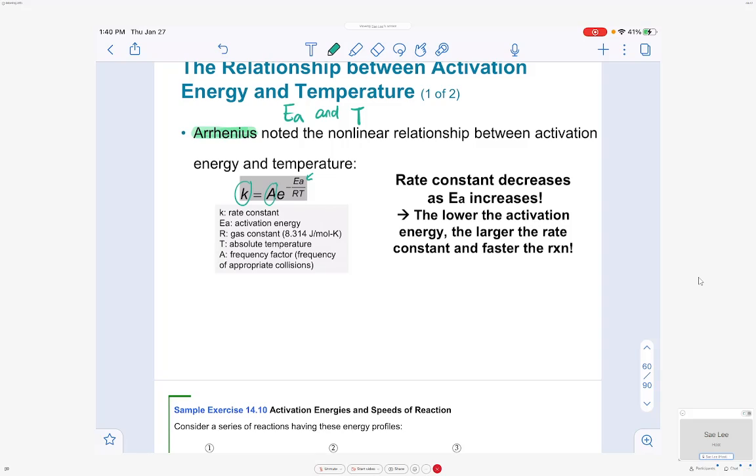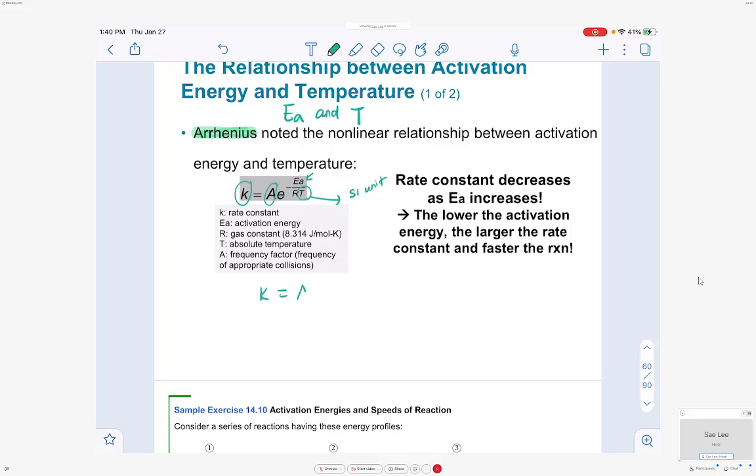R is a gas constant, 8.314 joule per mole Kelvin, and T is going to be the absolute temperature. One thing to keep in mind is that this temperature has to be in SI unit, so it's going to be in Kelvin.